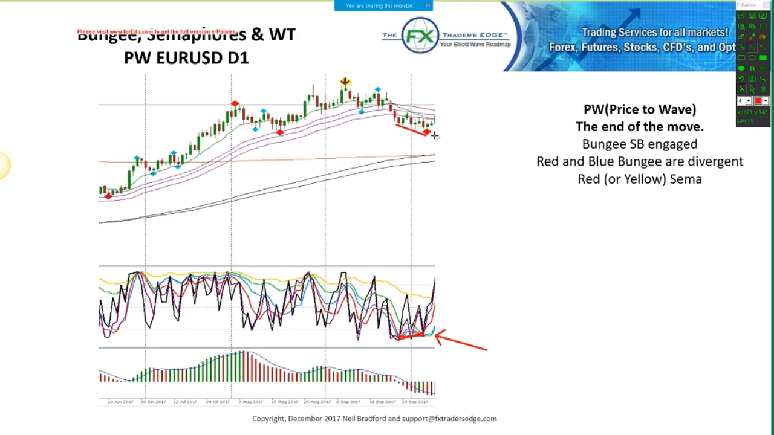Plus, in the gap, we have the appearance of a yellow or a red semaphore as opposed to a blue one.